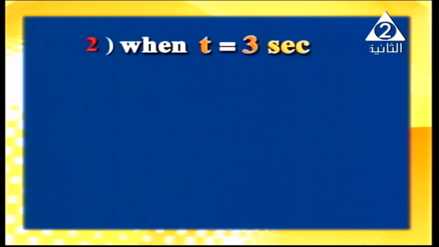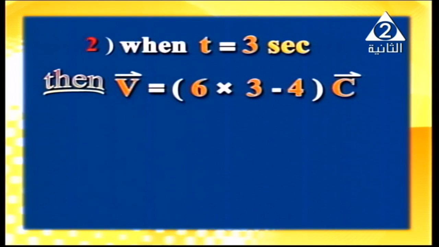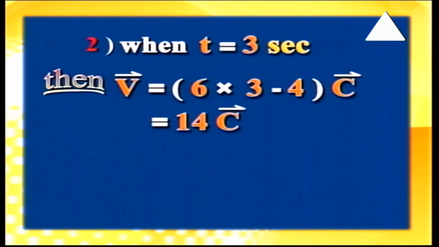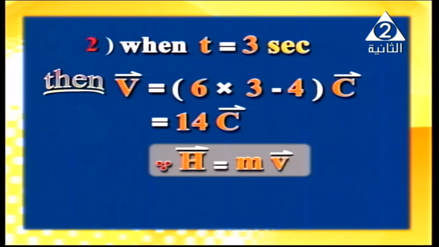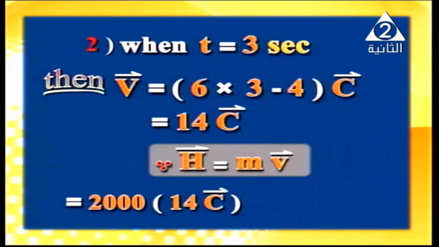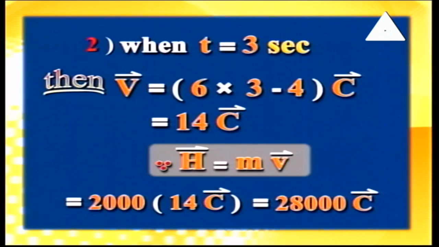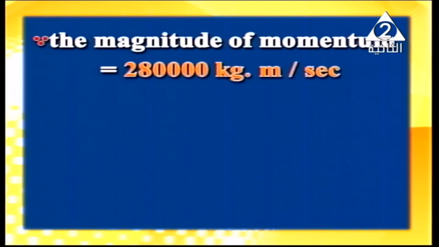When t equals 3 seconds, by substitution, what does the velocity equal? By substitution, v with t equals 3 equals 14 i vector. Then p equals mv, where m equals 2000 and v equals 14. The answer is 28,000 i vector. The magnitude equals 28,000. The magnitude of momentum is 28,000 kilogram meter per second.